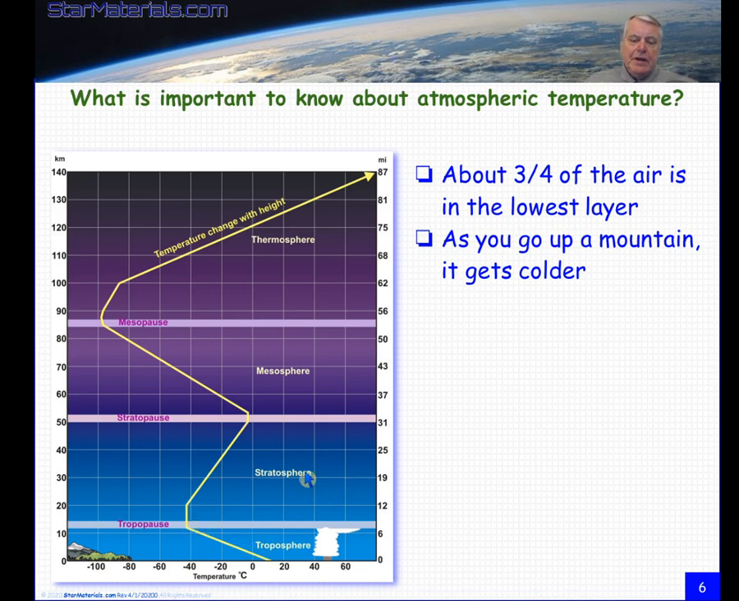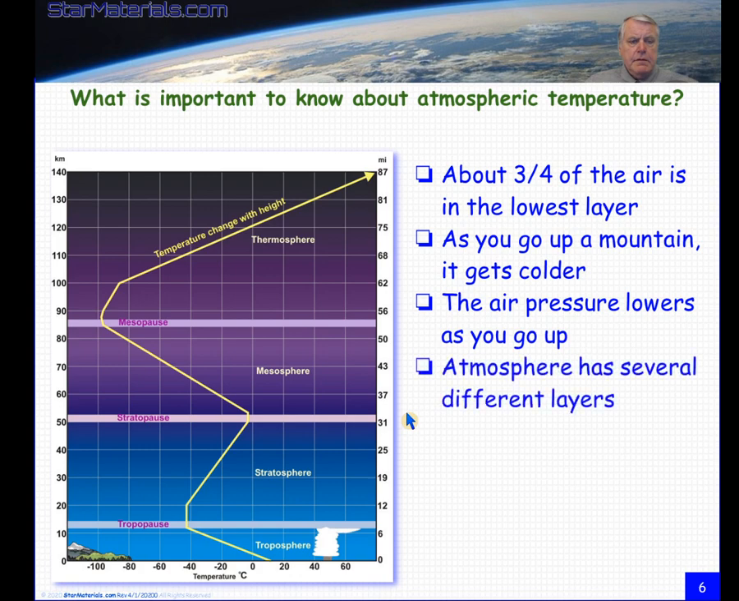But as you go up high enough, this tends to change. The air pressure lowers as you go up, so there's not as much air here. And you can see that as you go from the troposphere to the stratosphere, the mesosphere, thermosphere, and as you go out into space, the exosphere, it has different layers based on the way the temperature is going as you go up.